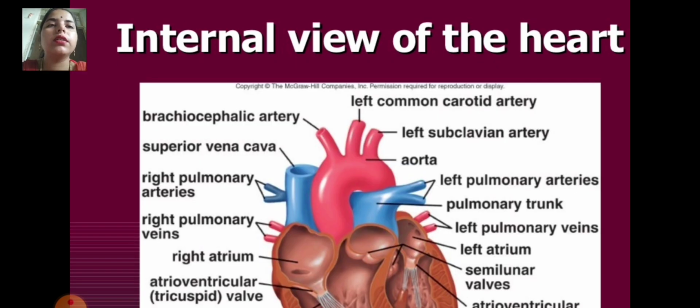Next is the internal view of the heart. Brachiocephalic artery is present on the upper part of the heart. Superior vena cava is there, the blue color, right pulmonary arteries, right pulmonary veins, right atrium, and the atrioventricular tricuspid valve. Left common carotid artery, left subclavian artery, aorta, left pulmonary arteries, pulmonary trunk, left pulmonary veins.